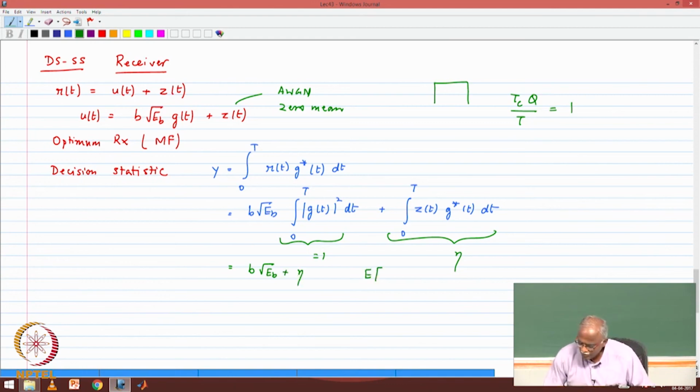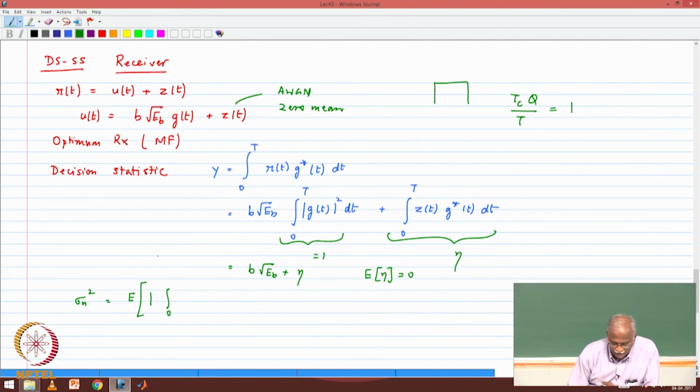The expected value of eta is 0. Basically, it's a zero mean Gaussian signal that has been filtered, so it does not affect the mean. We're interested to know what sigma n squared is. That will be the expected value of the magnitude of eta squared, which is the integral from 0 to T of z(t) g*(t) dt, magnitude squared. That's the variance.